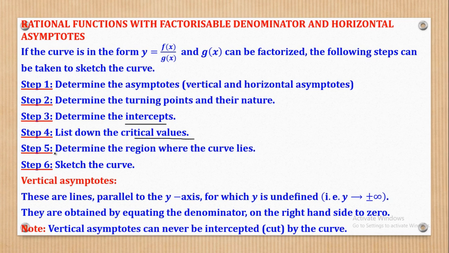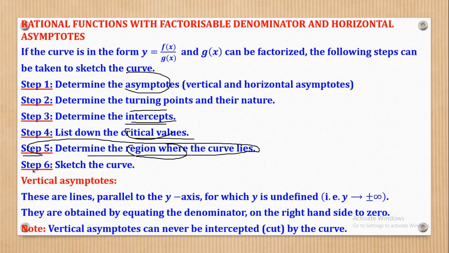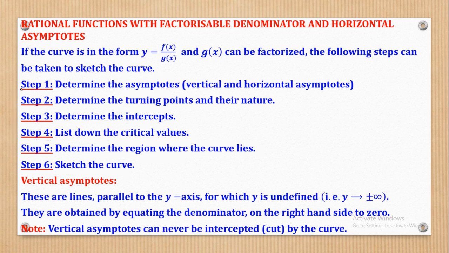Critical values, I think by now you know what they are. Step five, determine the region where the curve lies. So this one will be new. In S5, you covered turning points and intercepts, but you didn't cover critical values, and you also didn't cover the region where the curve lies. So the last step is to sketch the curve. Now these three steps are the ones which are a little new, and we shall see how they are done.